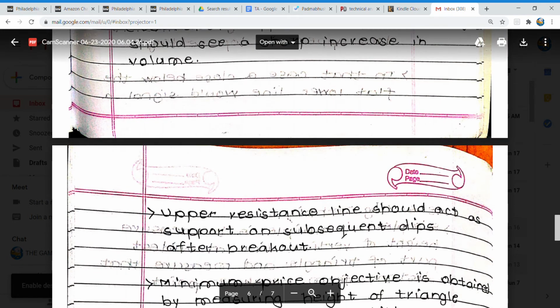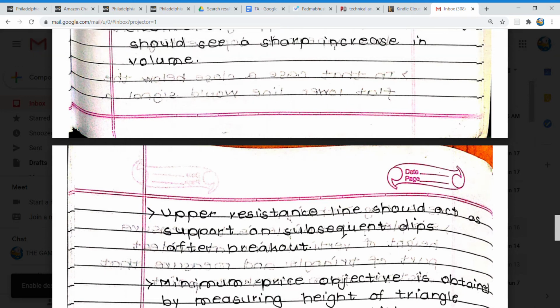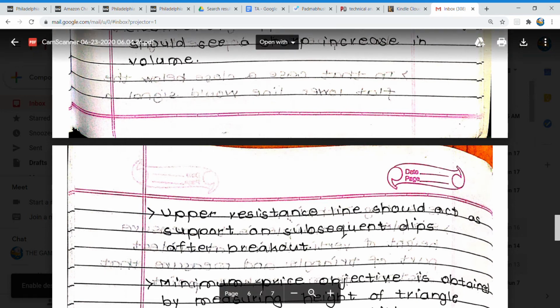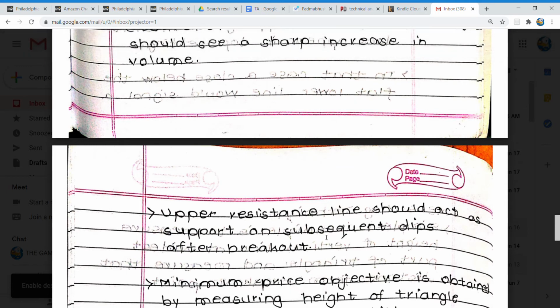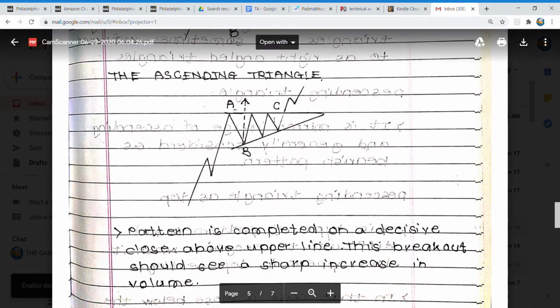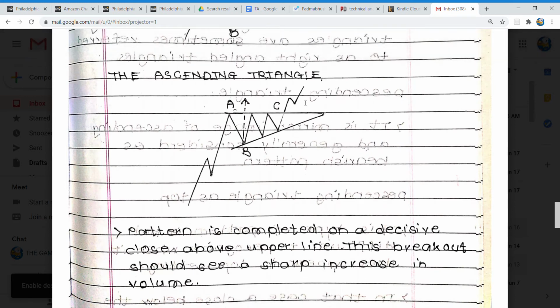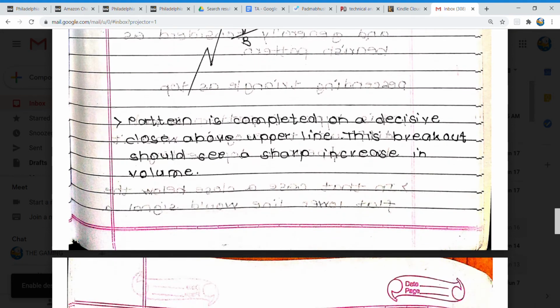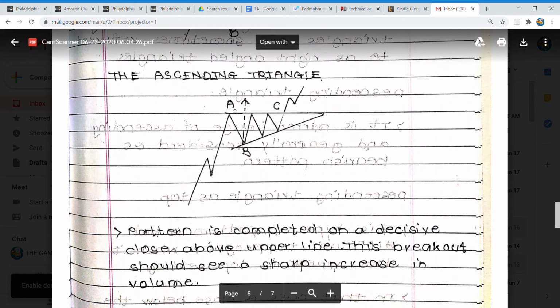The upper resistance line should act as support on subsequent dips after the breakout. So this line should act as support after the breakout.